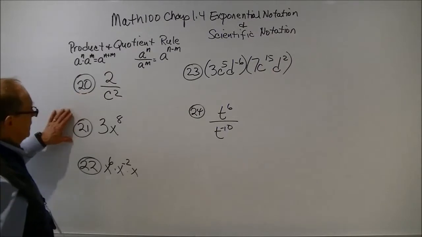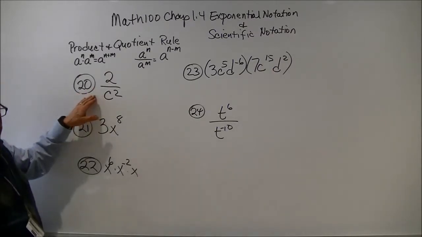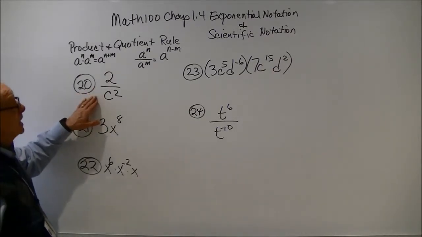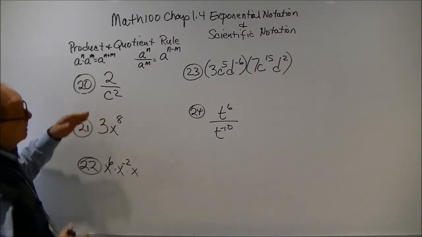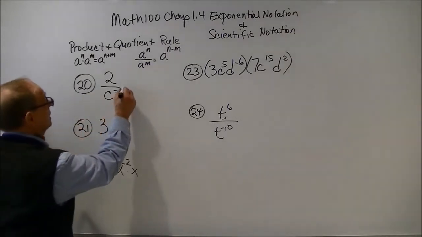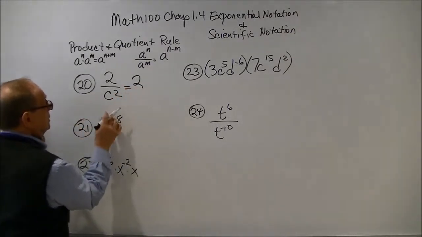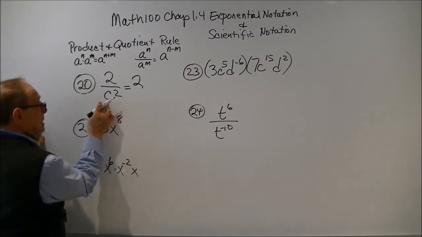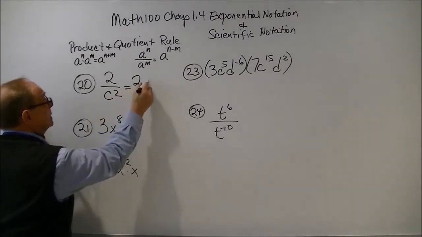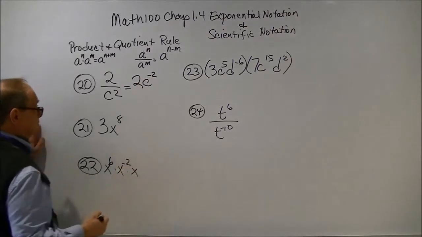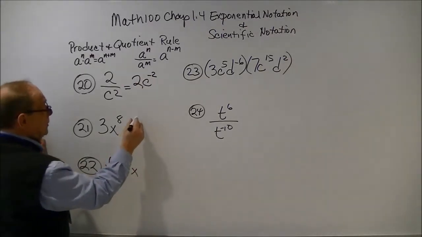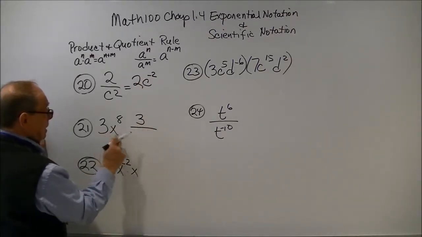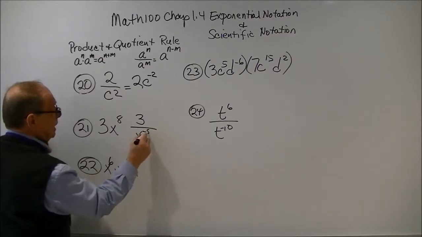In this one and this one, they want us to write the variable with negative exponents. So we're switching things around. So that's going to be 2. So c to the second comes up as c to the negative 2. And the 3 stays up, and we bring x to the negative 8.